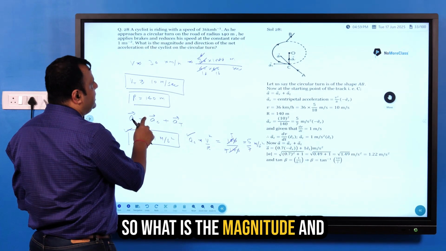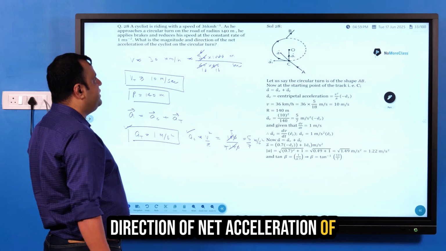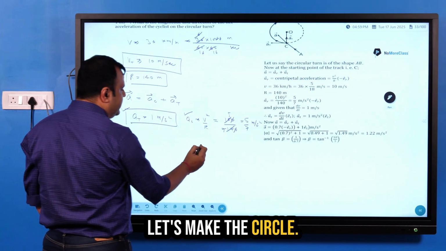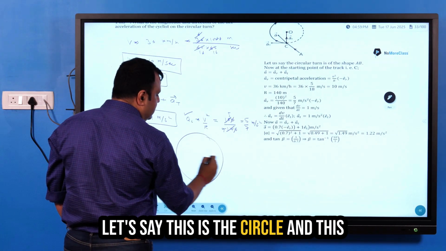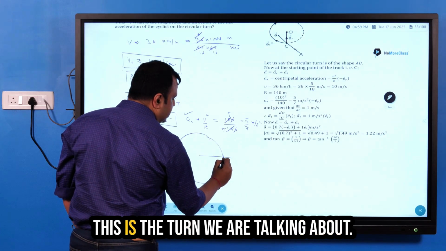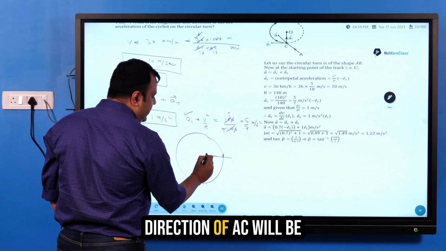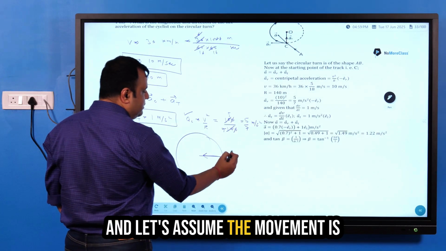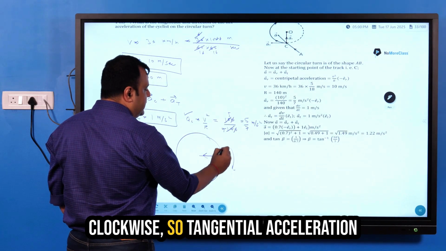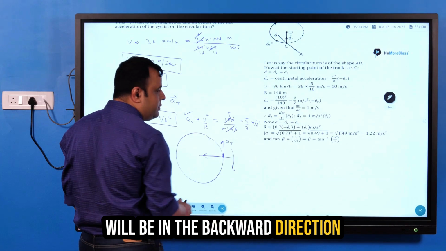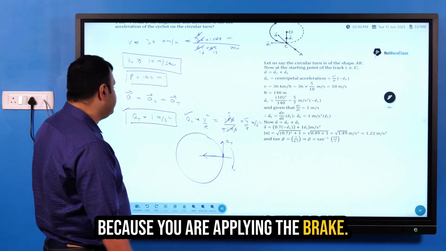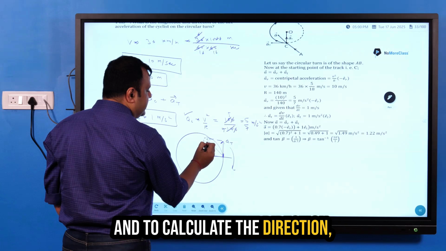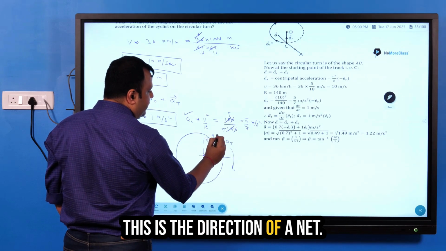So what is the magnitude and direction of net acceleration of the cyclist on the circular turn? Let's take the circle. Let's say this is the circle and this is the turn we are talking about. Direction of AC will always be towards the center. And let's assume the movement is clockwise. So tangential acceleration will be in the backward direction because you are applying the brake. And this is the direction of A net.